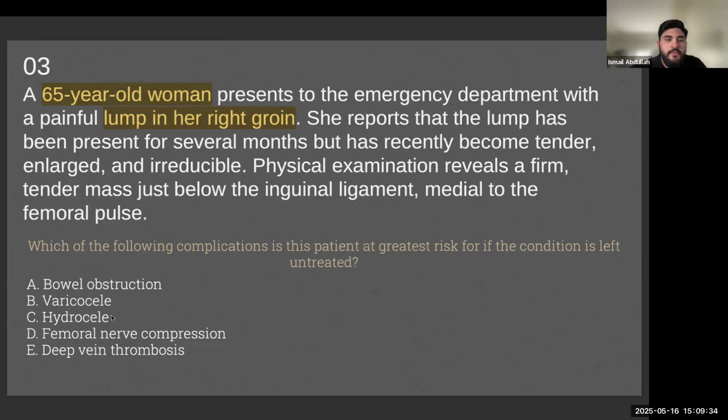Okay, so what do you think? One of these options is the answer. I think bowel obstruction, because if that part dies, then it won't be able to. Yes, correct. That's very correct. It's bowel obstruction. Now, varicocele and hydrocele are usually seen in males and not in females, especially at this age. Femoral nerve compression is not going to cause an enlarged, tender, irreducible lump that's painful. Deep vein thrombosis has nothing to do with the femoral canal. So yes, you're right, bowel obstruction.